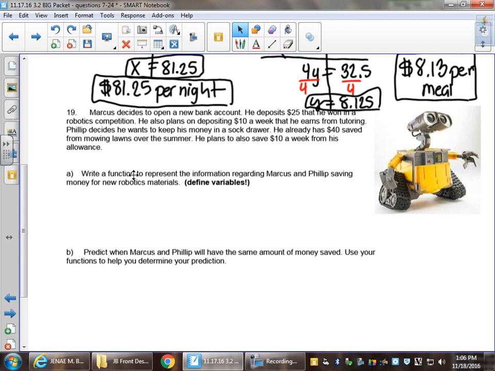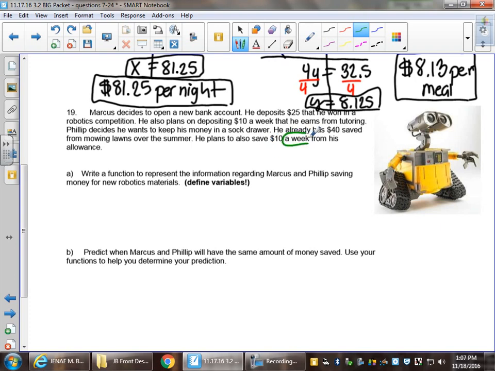And we have a reminder here to define our variables. Now here we don't have a question to underline yet, so we need to be able to just, from the language in the question, identify what kind of system this is. I clearly get the sense of an initial deposit, and then they're saving a certain amount a week.